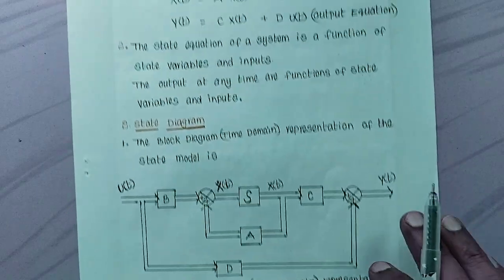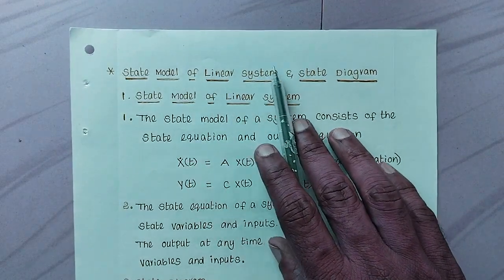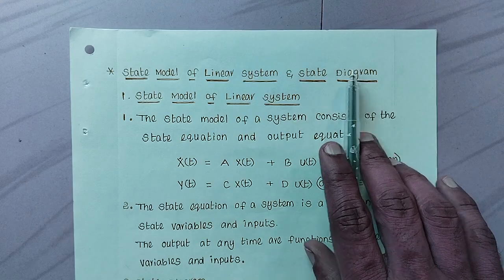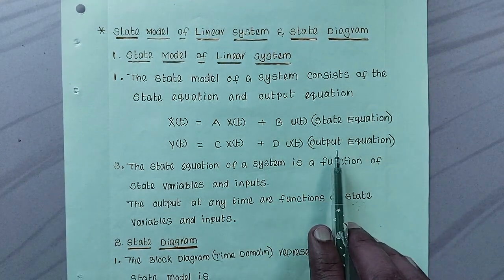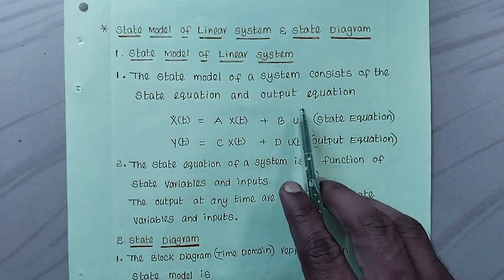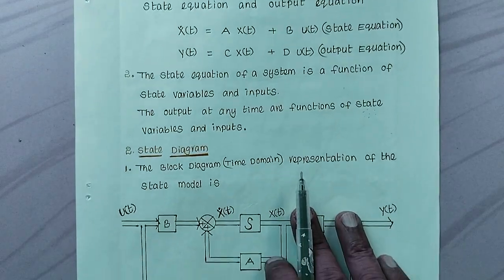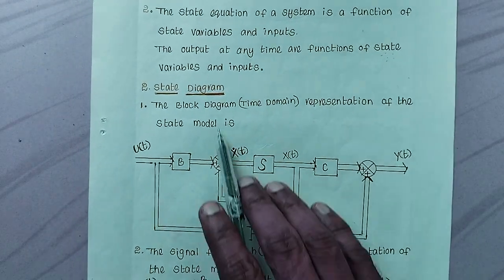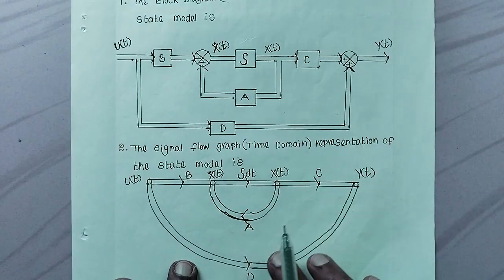So in this video, it is about the state model of linear system and state diagram. The state model of a linear system is the state equation and output equation combinedly called the state model of a system. If we give a diagrammatic form for these two equations, it is said to be a state diagram. One is a block diagram and one is a signal flow graph.